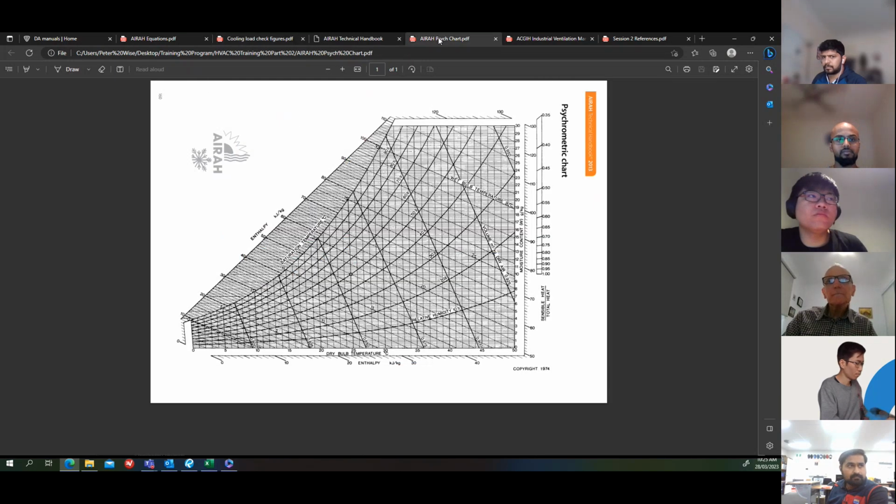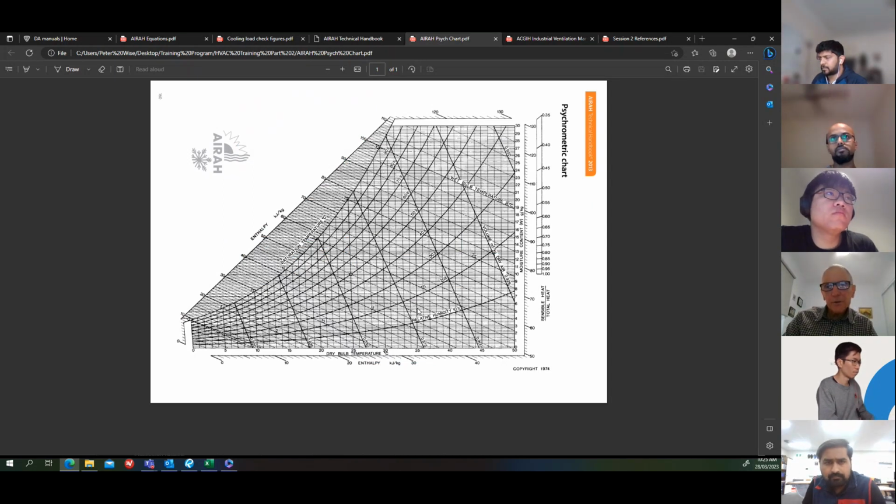Psychrometric chart. I guess you're all familiar with these. So that's in there as well as some description on what's in the psychrometric chart and what it's used for. And we're going to talk about that not next week, but the week after, and the week after that. So sessions 4 and 5, I think, are about heat loads and psychrometrics. So we're going to get into that a bit more.